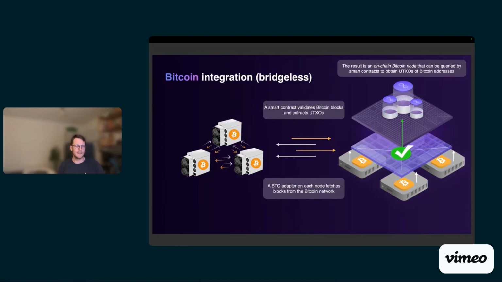And this smart contract acts a bit like a light client on Bitcoin. So it validates the proof of work. And then you essentially have the whole state of Bitcoin on the Internet Computer and have this as an API to all the other smart contracts on the Internet Computer. So you can get all the UTXOs and some other convenience functions to more easily work with Bitcoin via this Bitcoin canister.